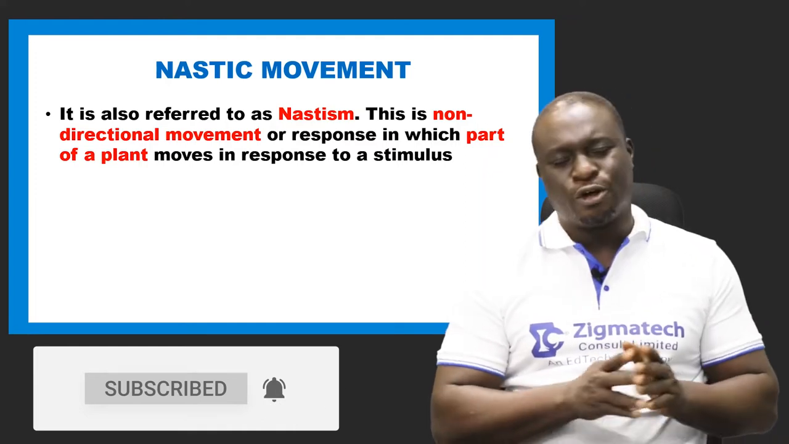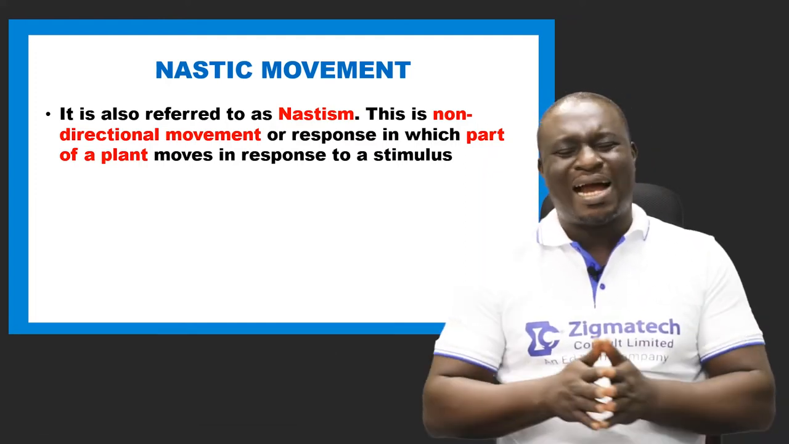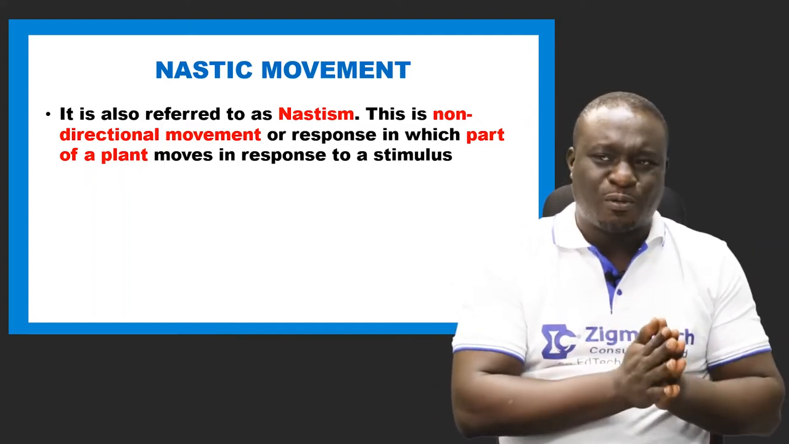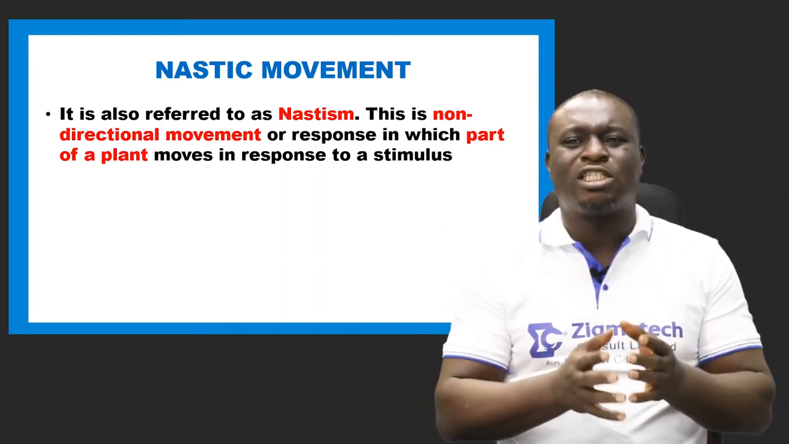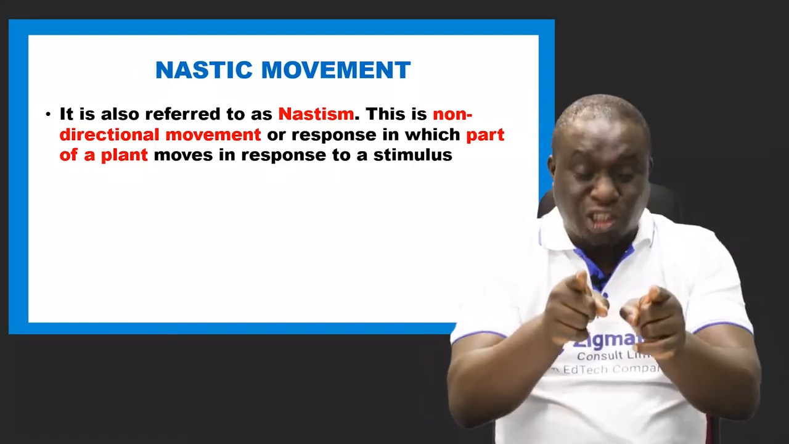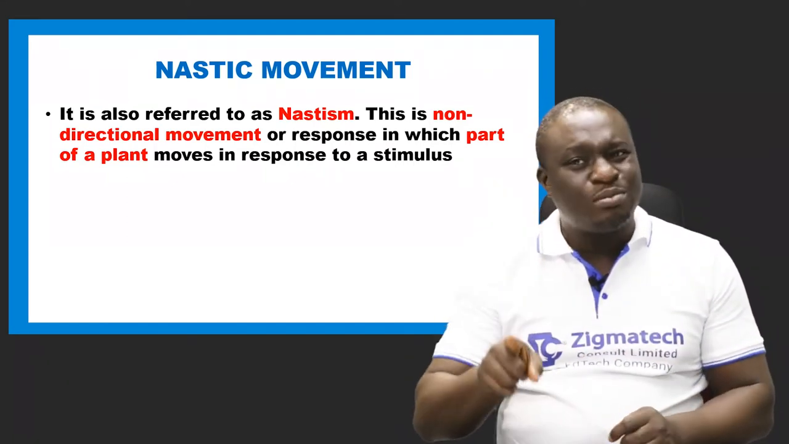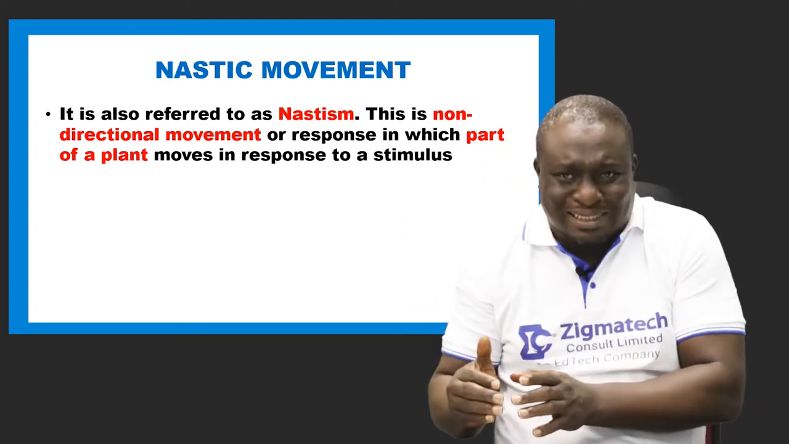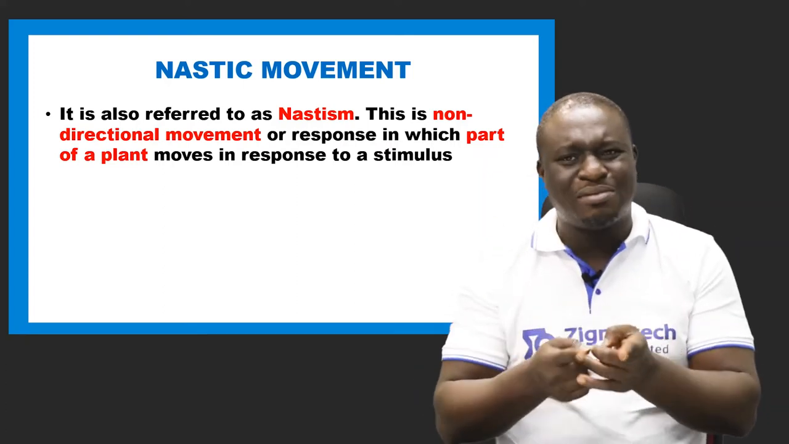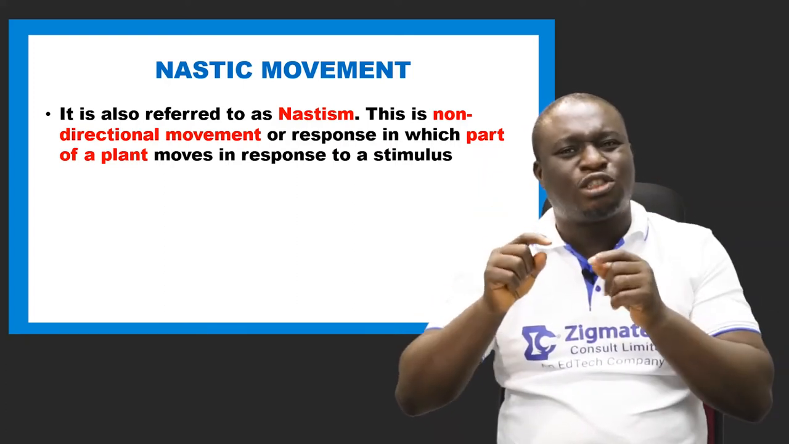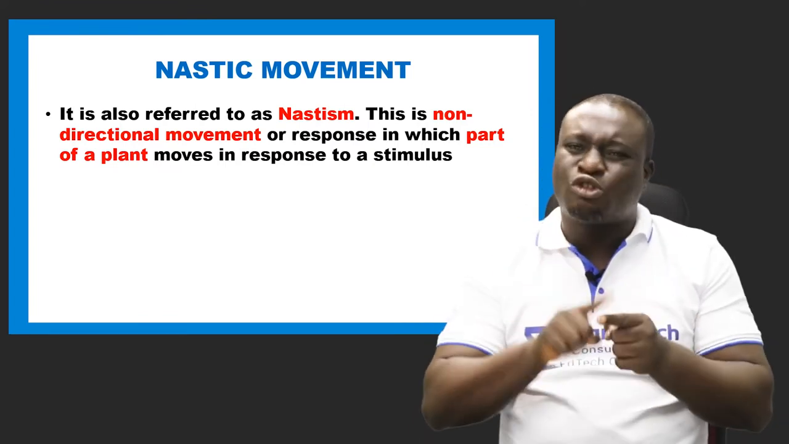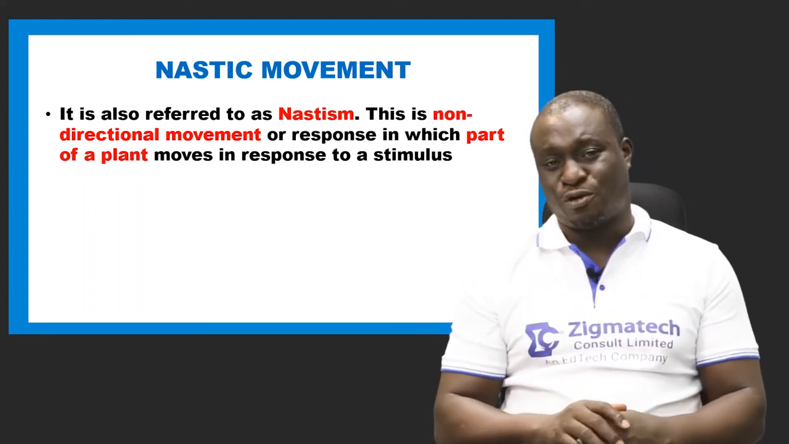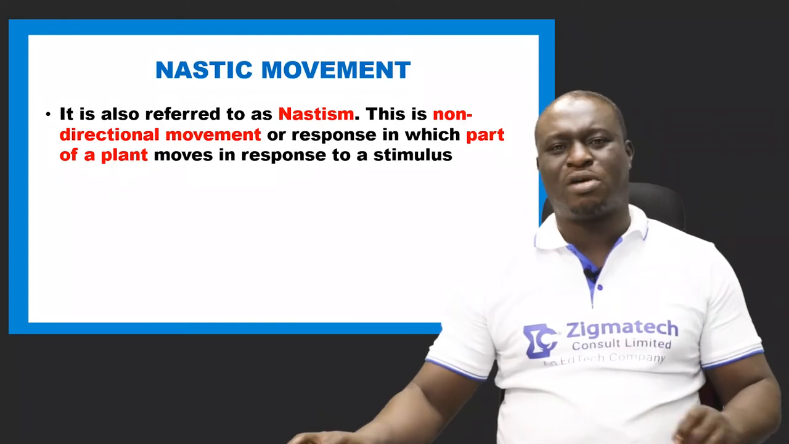Please note the difference between tactic movement and nastic movement. In tactic movement, it is a directional movement or response in which the whole of an organism moves from one place to another in response to a stimulus. But nastic movement is a non-directional movement in which part, not the whole of an organism, but mostly plants, part of a plant moves in response to stimulus.